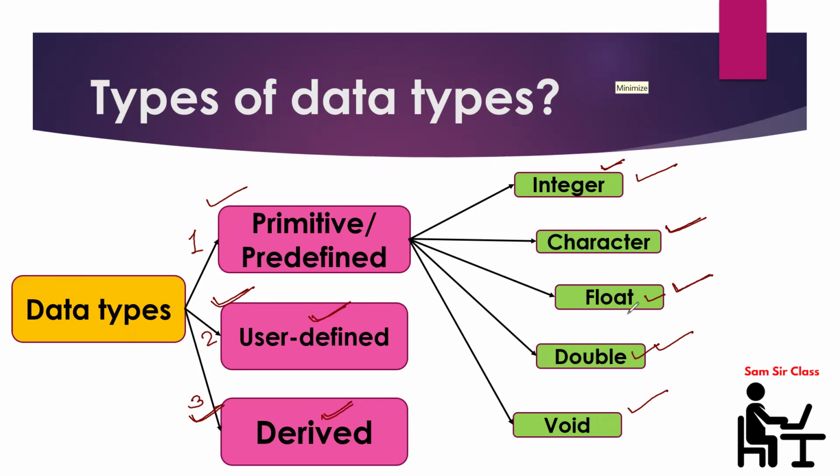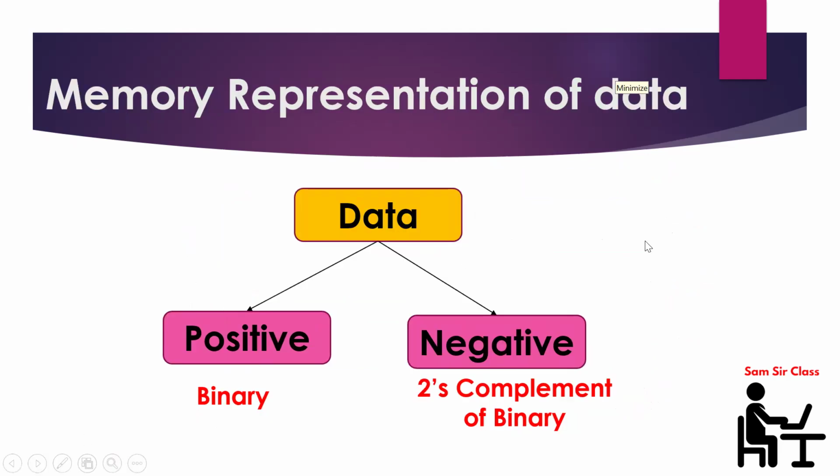What is the task of every data type? What is the specification? We will go into details in our future videos. Okay. Now, whenever we are discussing data types, I have told you the main keyword is data. Okay. Data, basically what we have seen, is of two types. One is positive data, one is negative data. So how the positive data is stored in memory and how the negative data will be stored in memory, that we'll discuss in this particular video.